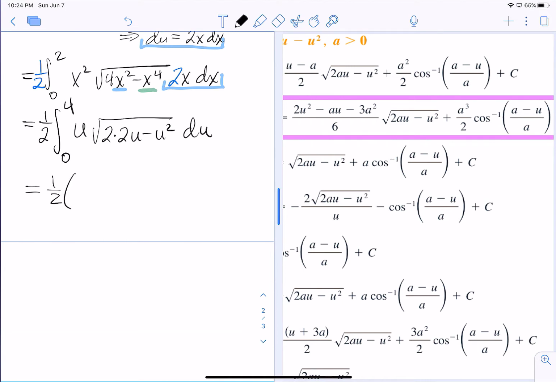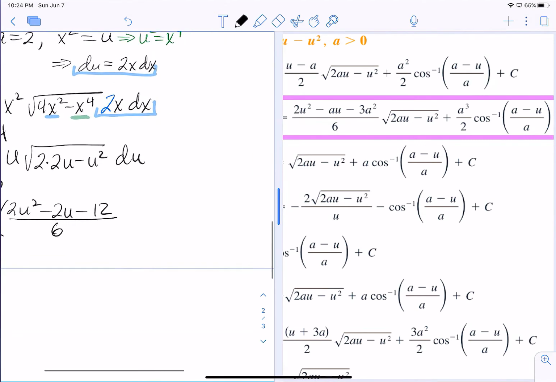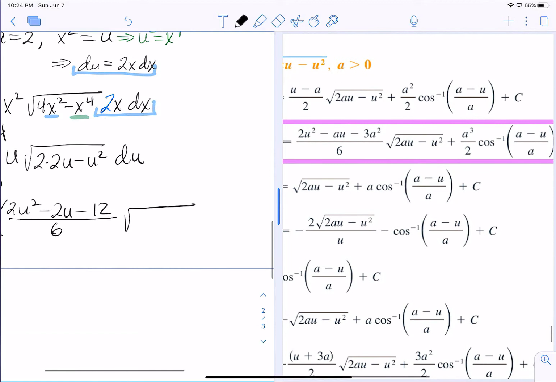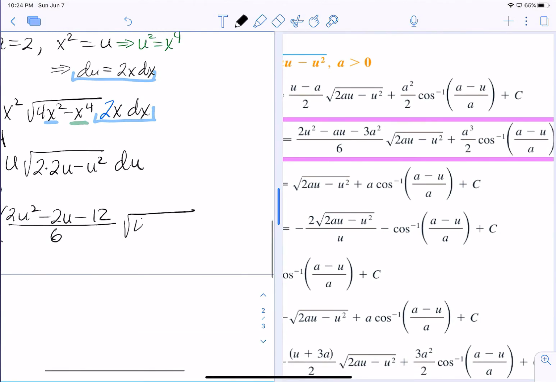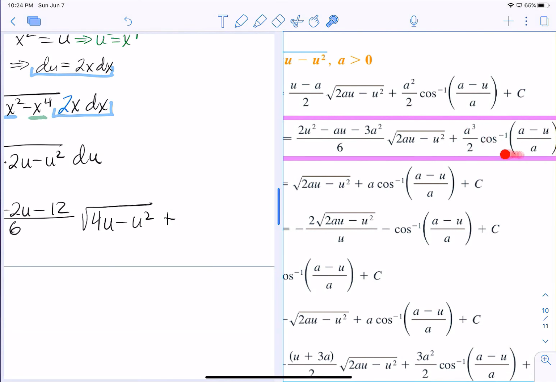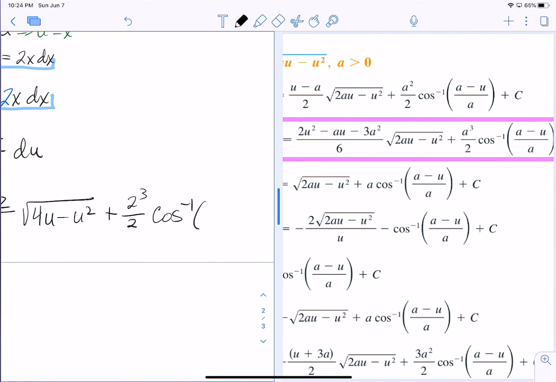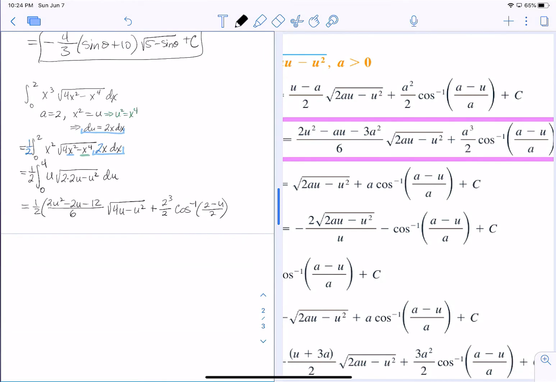This is 1/2 times 2u squared. Now, we already decided that a is 2. So when we see minus au, we're going to say 2u squared minus 2u minus, now 3a squared is going to be 12. That whole thing over 6 times the square root of, 2au is going to be 4u, and then minus u squared, plus, now we're at a cubed over 2 times the inverse cosine. So we've got 2 cubed over 2 times the inverse cosine of 2 minus u divided by 2. Now, that whole thing has the 1/2 out front. Let me graduate the parenthesis to a square bracket, and I'm going to just say we're evaluating from 0 to 4. We're done with the integral table now.